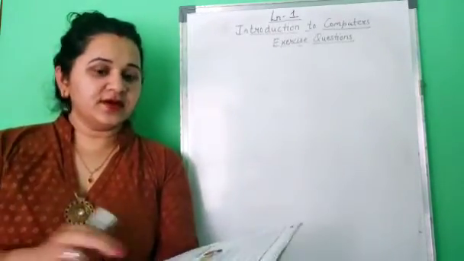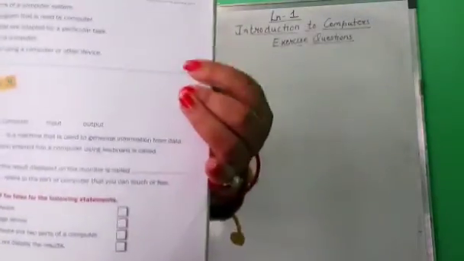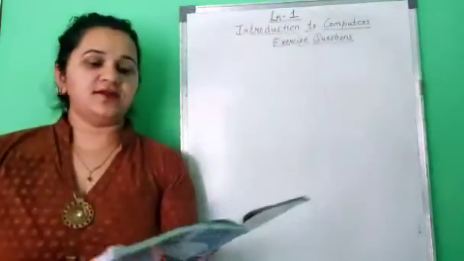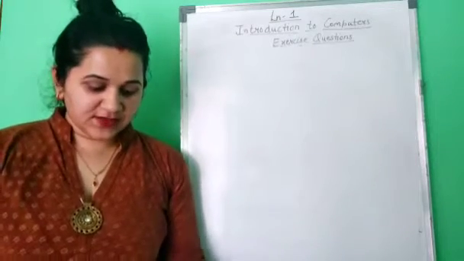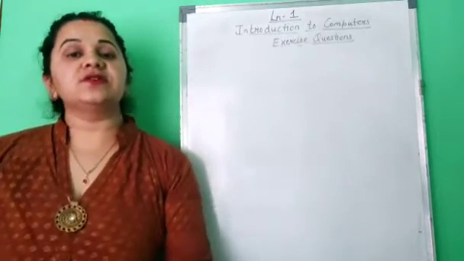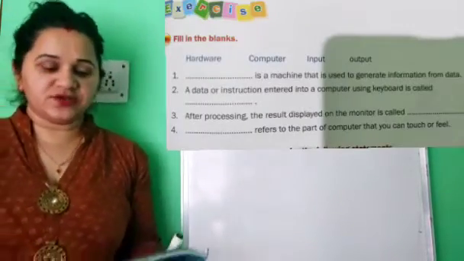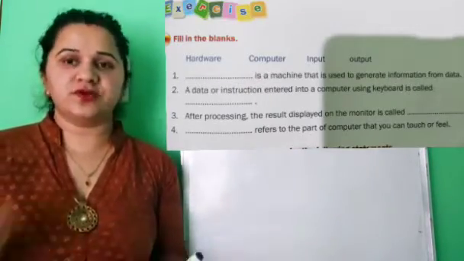Okay, so children, come to page number 9. Here, this is page number 9. Here are the exercise questions given of chapter 1. So children, let us get started. So children, just look at the screen. I am reading the question from the book, but you just look at the screen. Here the question is given, which question I am reading.